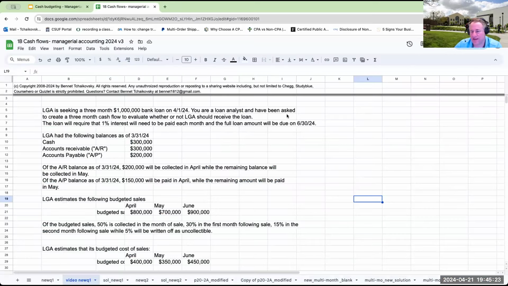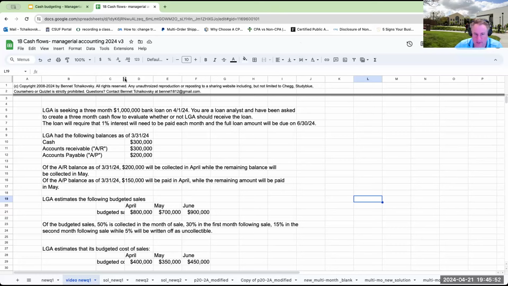But for our purposes here, this is more of an academic exercise, meaning that we're going to be going through a company seeking a 3-month loan. On April 1st, we are a loan analyst and have been asked to create a 3-month cash flow to evaluate whether or not LGA should receive the loan. The loan requires 1% interest be paid each month, and the full loan amount will be due on June 30th. So the first thing we want to do is, what do we mean by a budgeted cash flow?